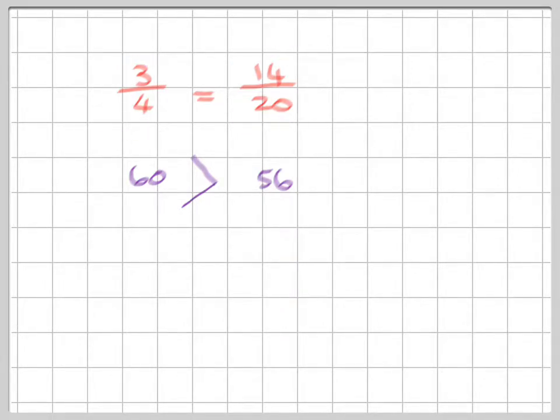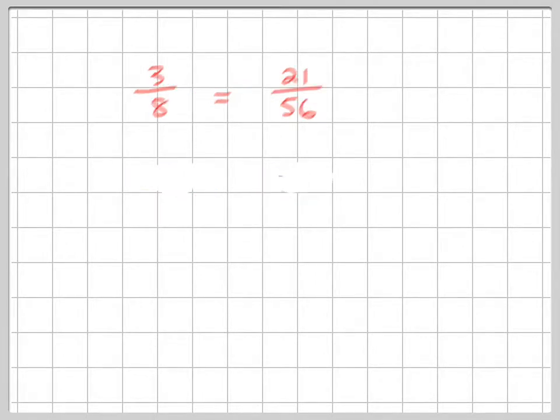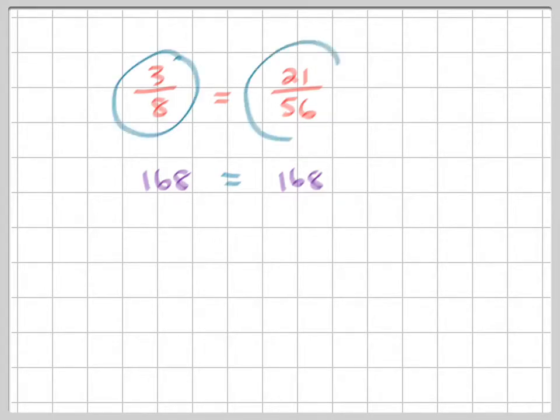Okay. Next one is 3 over 8 equal to 21 over 56. Well, once we've cross-multiplied, we get 168, and the other side we also get 168, which means that the sign we have is an equal sign, which means that that is in proportion to that.